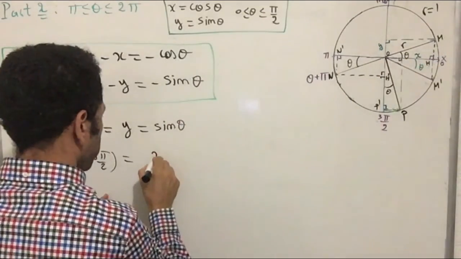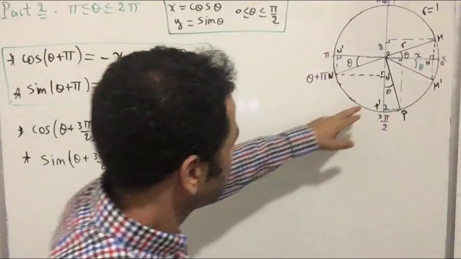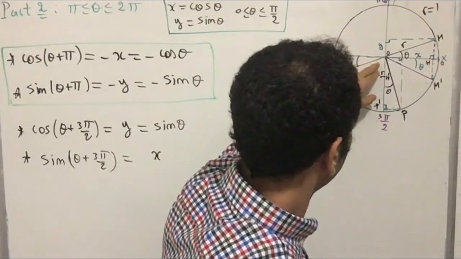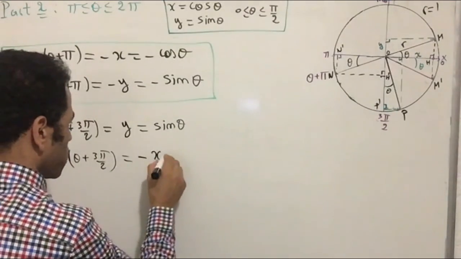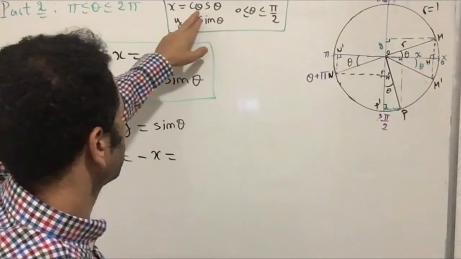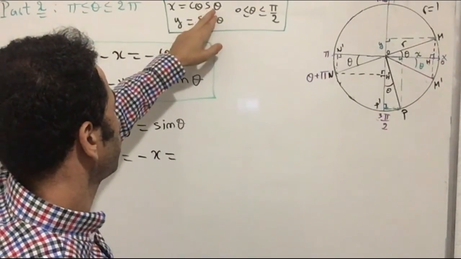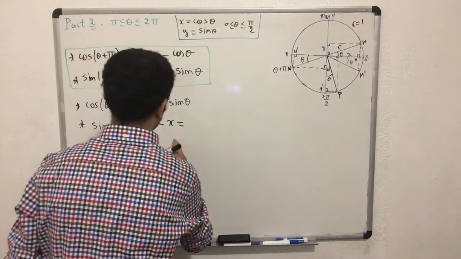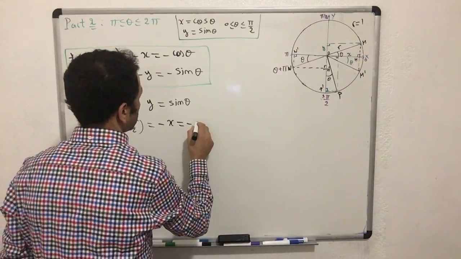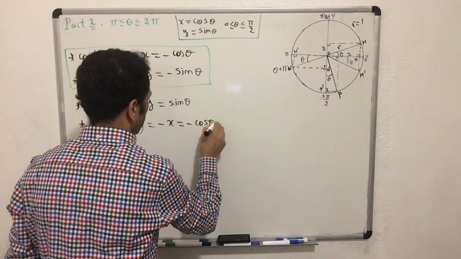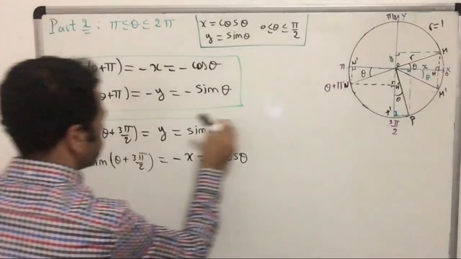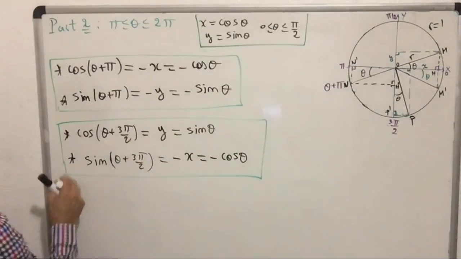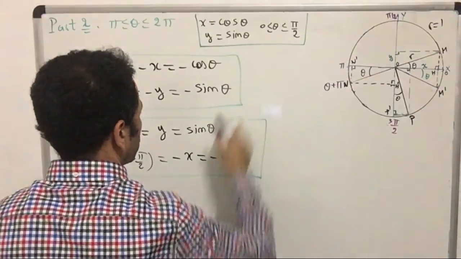But it is located on the negative side of the vertical axis, so it will have a minus sign. That means minus x, where x equals cosine theta as evaluated before, so minus cosine theta. So now I will have another two new equations. So I will have four equations together.